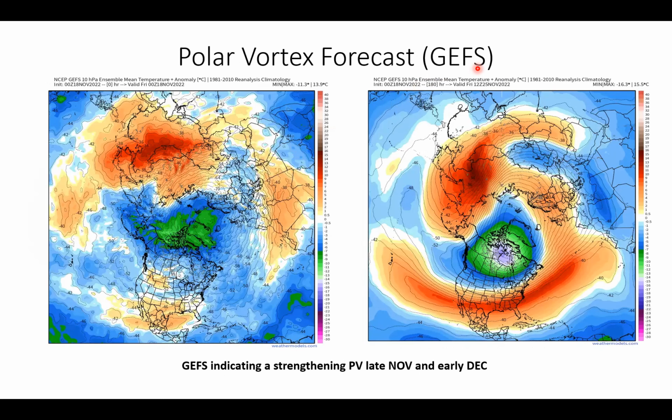Here's the GFS ensemble forecasting system, the GEFS polar vortex forecast. And again, the orange coloring indicating above, now in this case, we're looking at temperatures, the ensemble mean temperatures. So if you see orange coloring, that indicates above normal temperatures at the, let's see, this is 10 hectopascal level, or 10 millibar level, well above the ground. And so orangish coloring is above normal temperatures, and green and blue colors below normal temperatures.